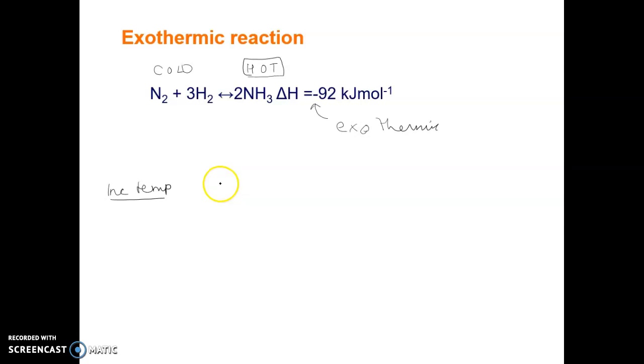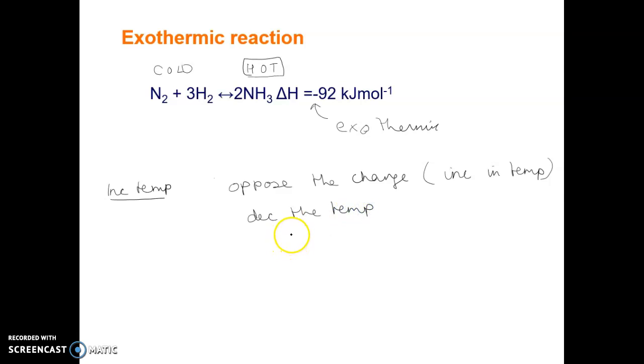So if you increase the temperature, the position of equilibrium will move to oppose the change. And the change that you've brought about is an increase in temperature. So the reaction would try to oppose the change, and that means it would try to decrease the temperature. It tries to decrease the temperature by moving to a side which is cooler. So it will move to the left-hand side in this case, which is colder, which is the endothermic side. So the position of equilibrium will move to the left-hand side here.